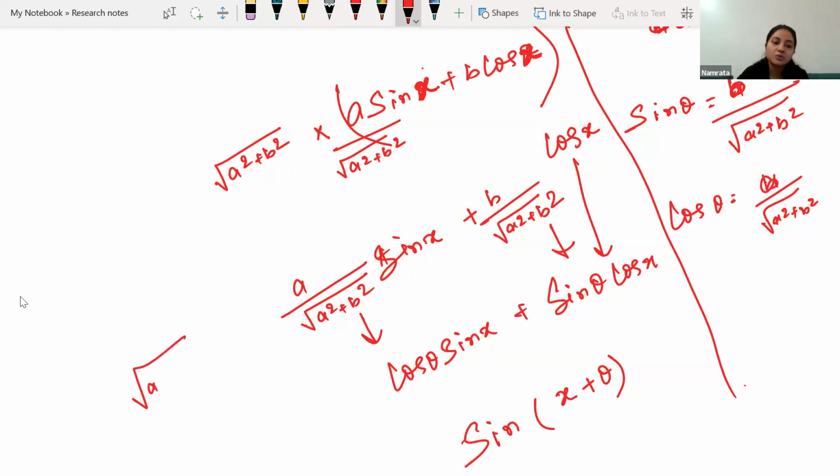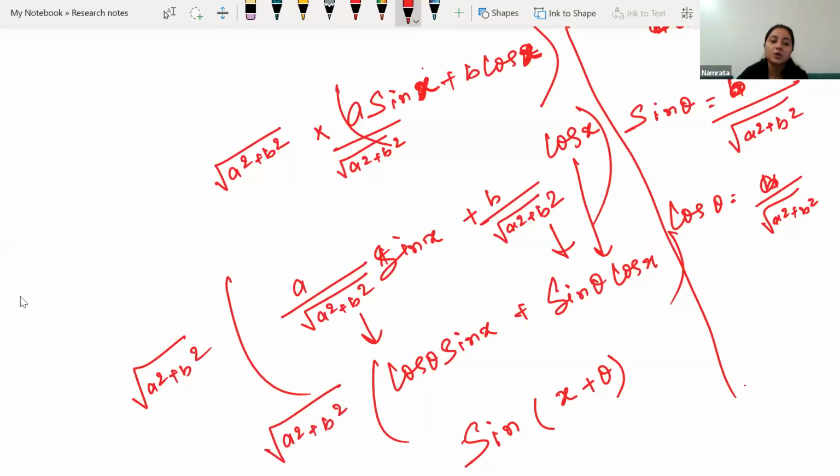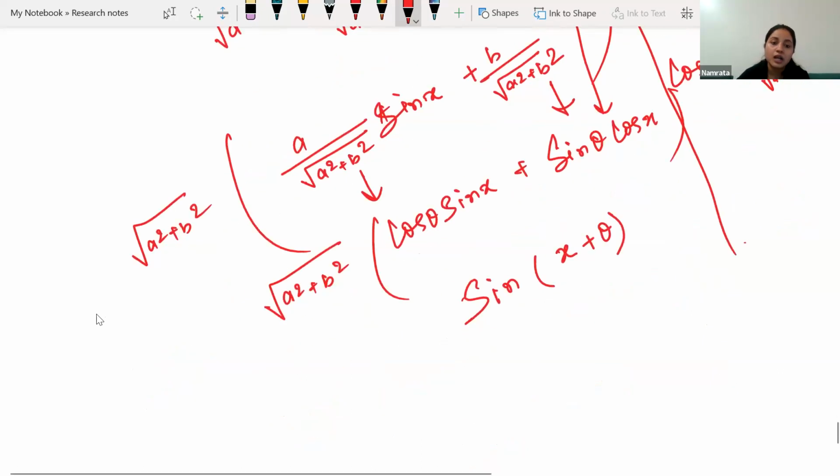Outside, under root a square plus b square is already there in multiplication.